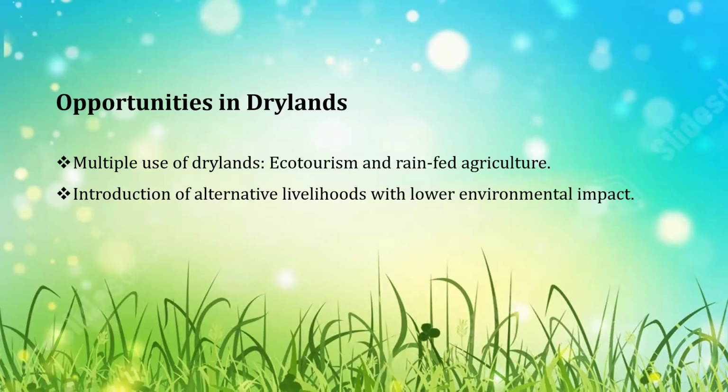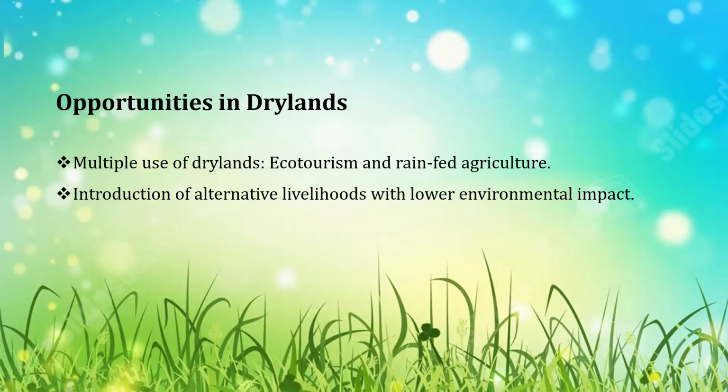Then, rain fed agriculture. This refers to farming that relies entirely on natural rainfall rather than artificial irrigation. In dryland, this involves using specialized techniques like water harvesting and planting drought resistant crops, for example millet or sorghum, to maintain food security without draining limited groundwater.